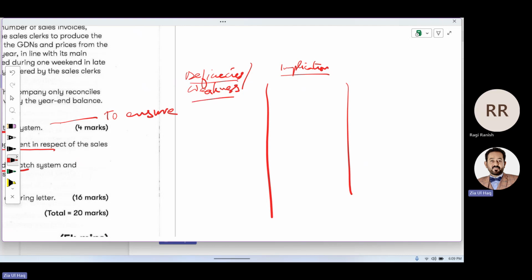Like while receiving an order, the company is not checking customer creditworthiness. So this will be the deficiency. What could be the problem? If the company is not checking, there will be chances of bad debts in the future. And then we need to provide a recommendation. We need to explain what control should be there. So while receiving an order, a customer creditworthiness check must be performed.